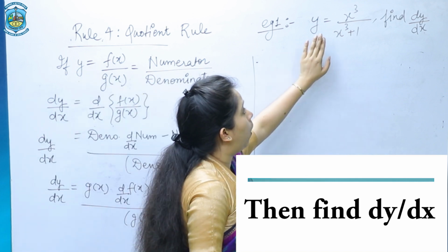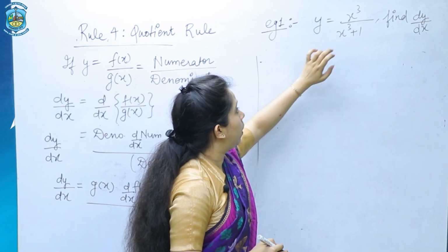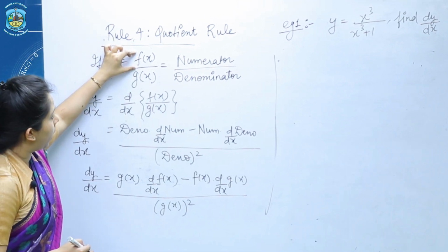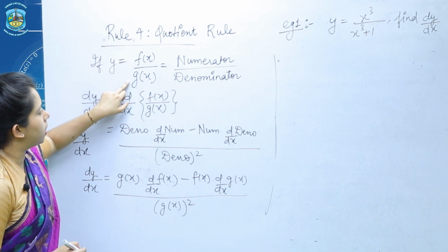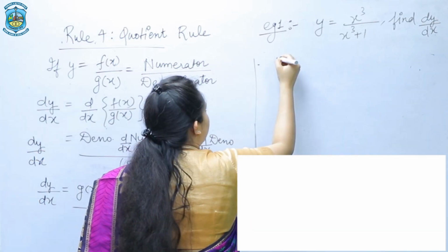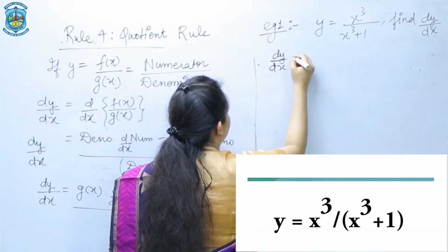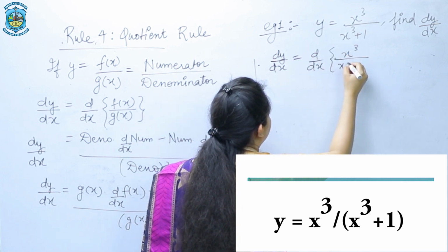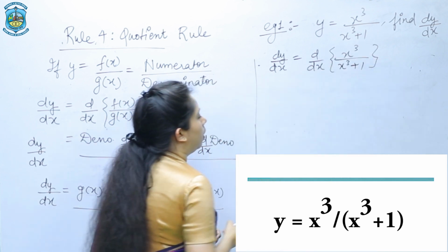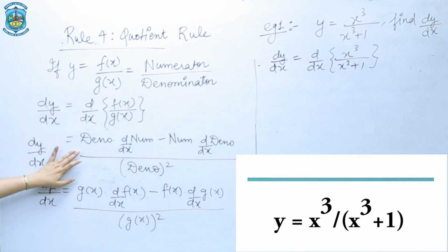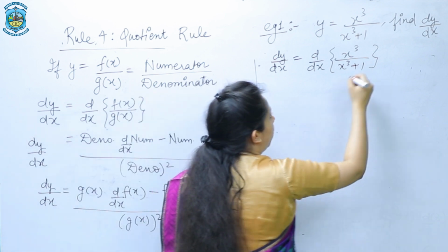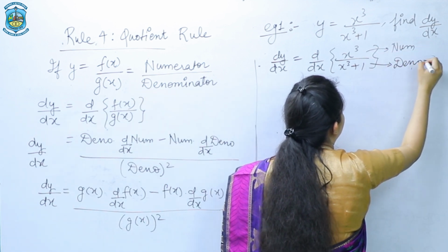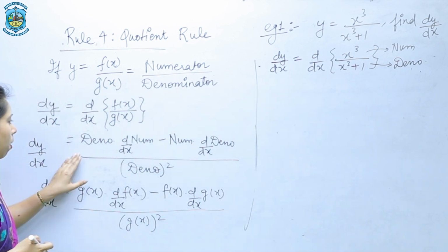So here why will we apply rule number 5? Because the function is of the type in which the variable x is present in the numerator as well as in the denominator. We will differentiate both sides with respect to x. We will get d by dx of x cube upon x cube plus 1. Now using the formula of differentiation, here the numerator is x cube and the denominator is x cube plus 1. So we have the formula for it.